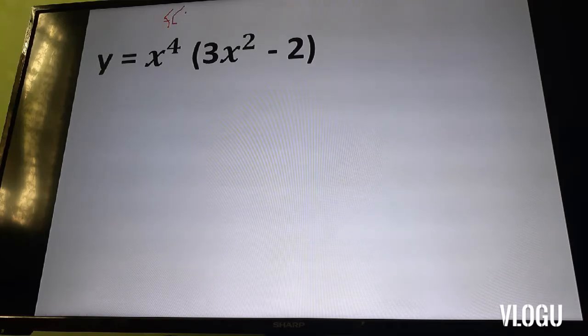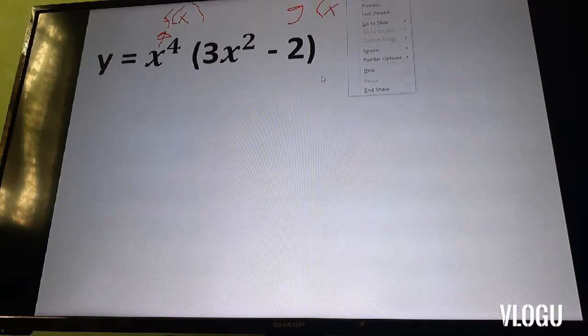x to the fourth power. This is our f of x. And of course, we also have to identify our second function, which is g of x, equal to 3x squared minus 2. And thus our g of x here is this given function.